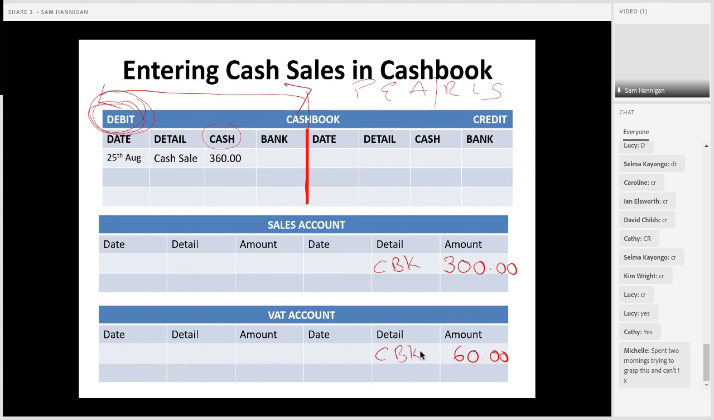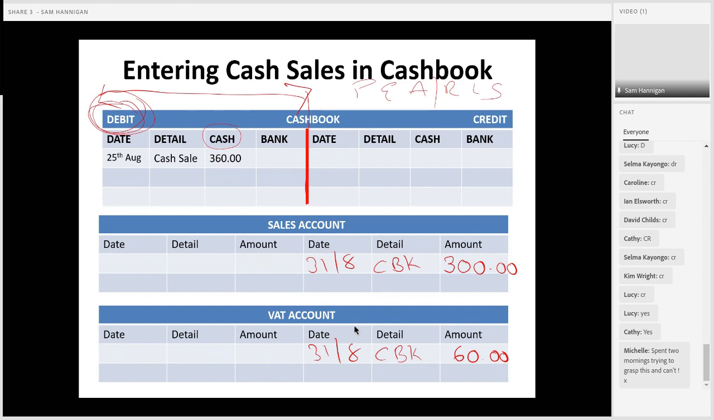If there was more than one transaction, we'd then date it the 31st of August if we were balancing it off at the end of the month or year. That is it, in a nutshell. It gets a bit more complicated when there are more transactions in there.